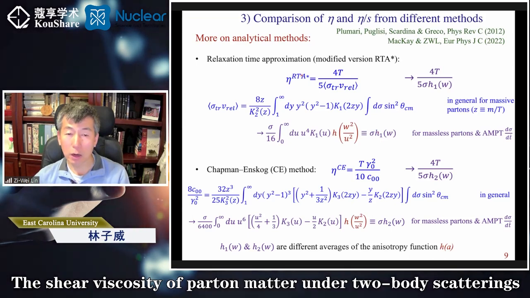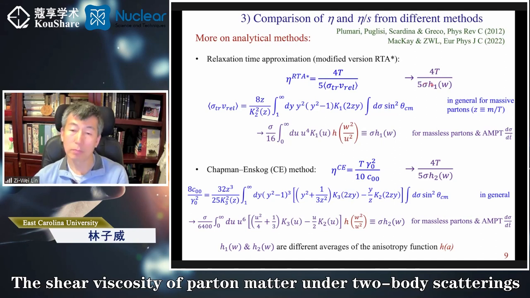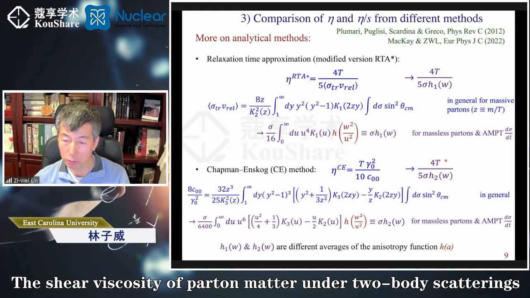So the RTA star will give you eta as 4T over 5 sigma divided by H1. For the CE method, for the massless case, one can reduce this whole factor into this integral of the HA function. And then we can name it as sigma H2, so that the shear viscosity of the CE method is also written as 4T over 5 sigma divided by H2. So you see that the different methods just differ in this anisotropy function, in the weighting of the HA function.